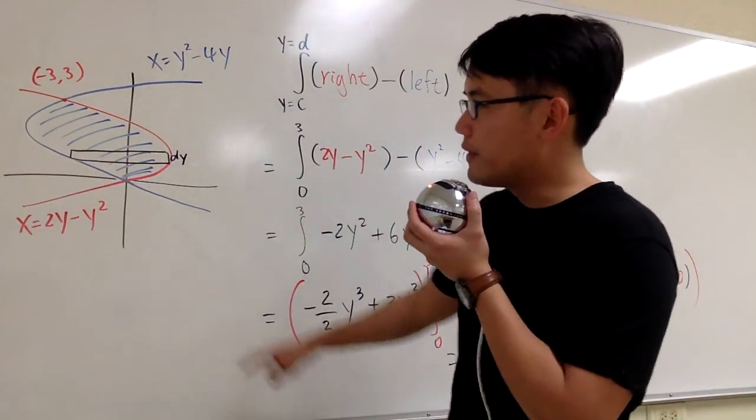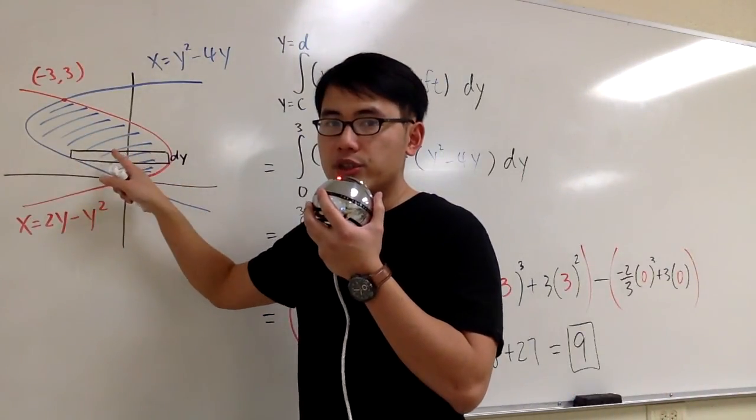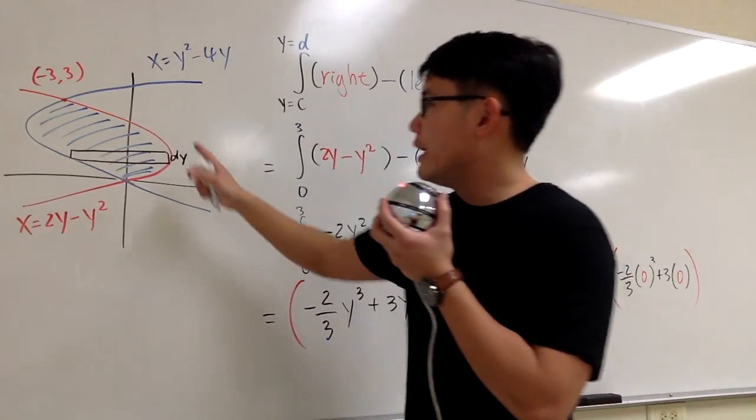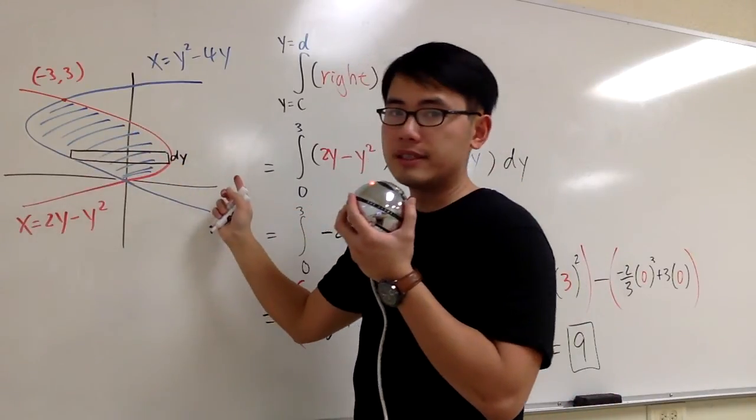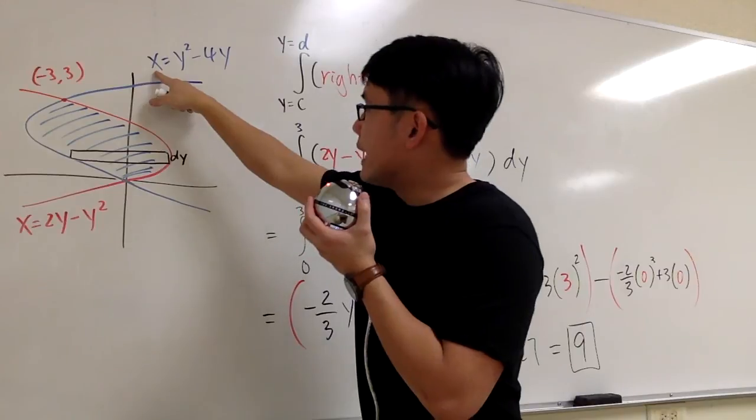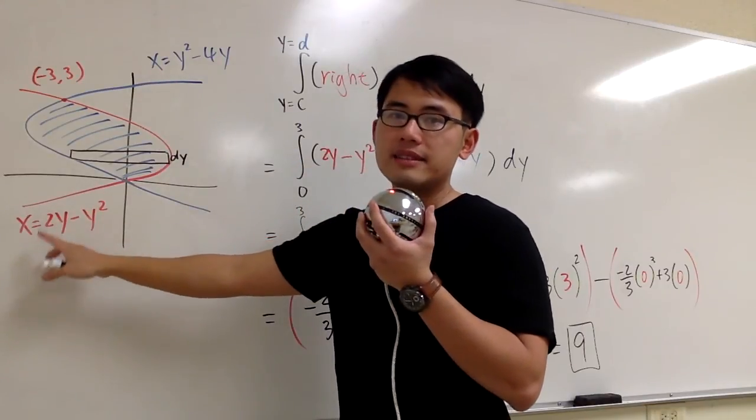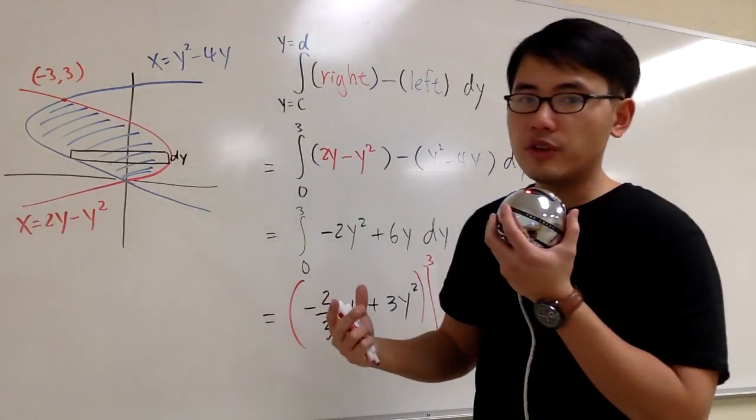Let's take a look at how we can find the area of this shaded region. This region is bounded by two parabolas, and these two parabolas are both open sideways. Notice that the x is being isolated, and we have x in terms of y. So x is a function of y.